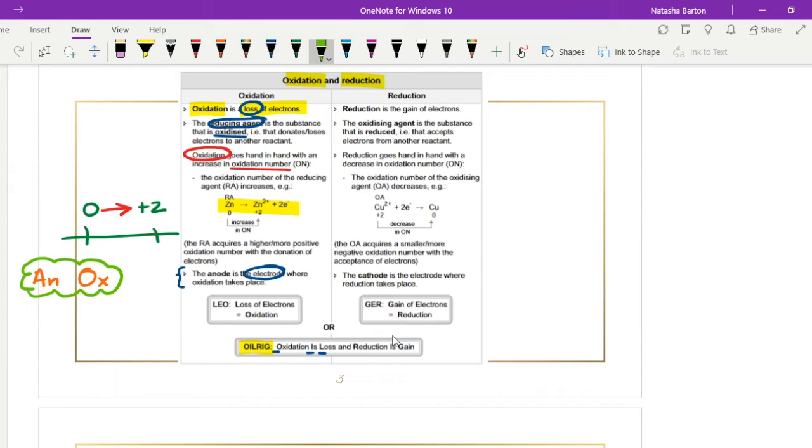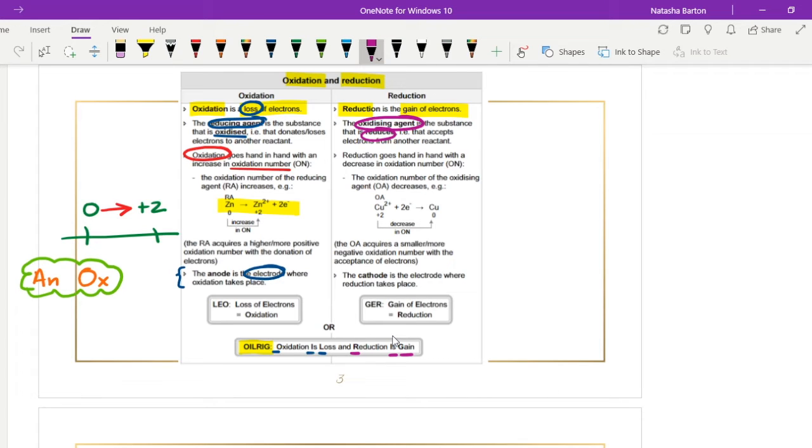Okay, oxidation will always take place at the anode. Now let's take a look at reduction. Reduction is the gain of electrons. So back to oil rig, we have reduction is gain. The substance that is reduced is called the oxidizing agent because it gains electrons from another substance, and when it does so, the other substance is oxidized. So therefore, the substance that is reduced is the oxidizing agent.